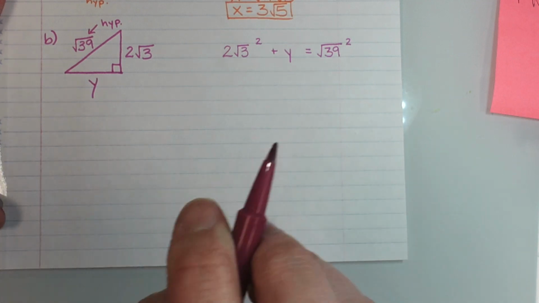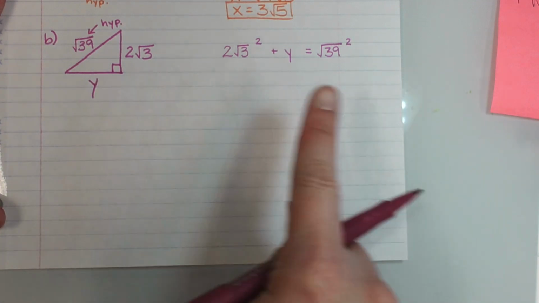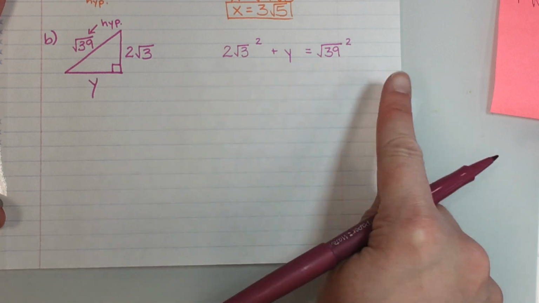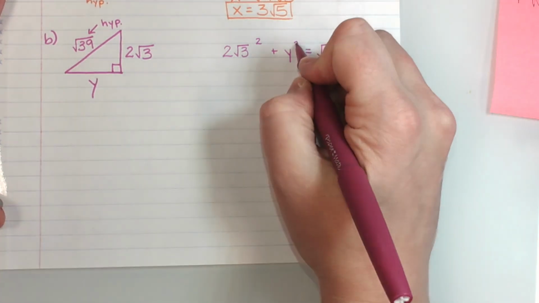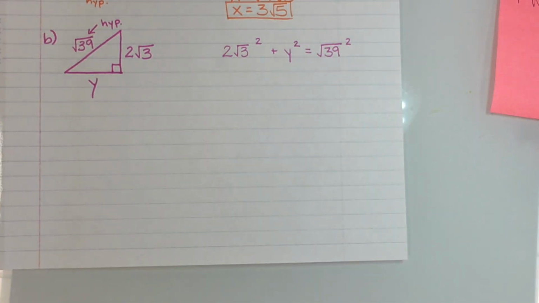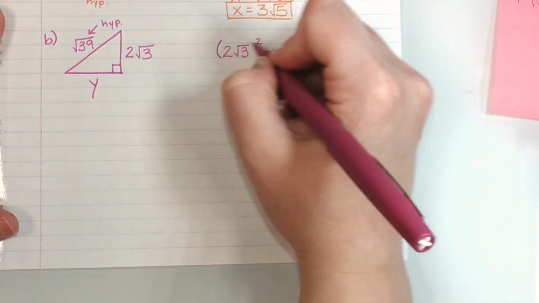There's a reason I want to do this first. I also missed that something's missing. Oh, y squared. Technically, there's something else missing. Parentheses around what? 2 square roots of 3 better be in parentheses.